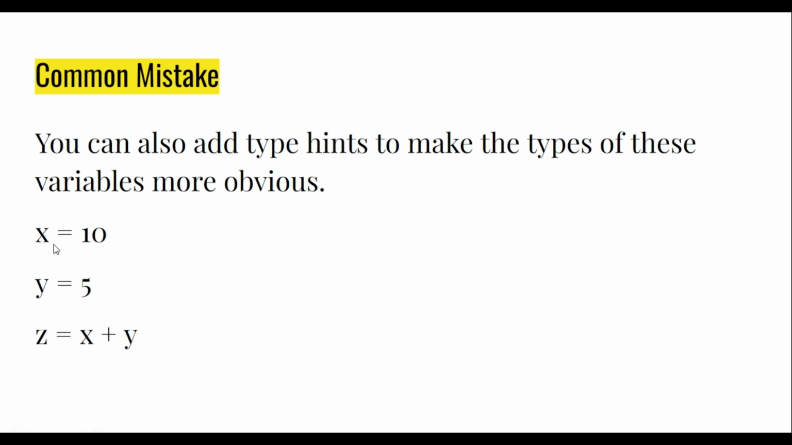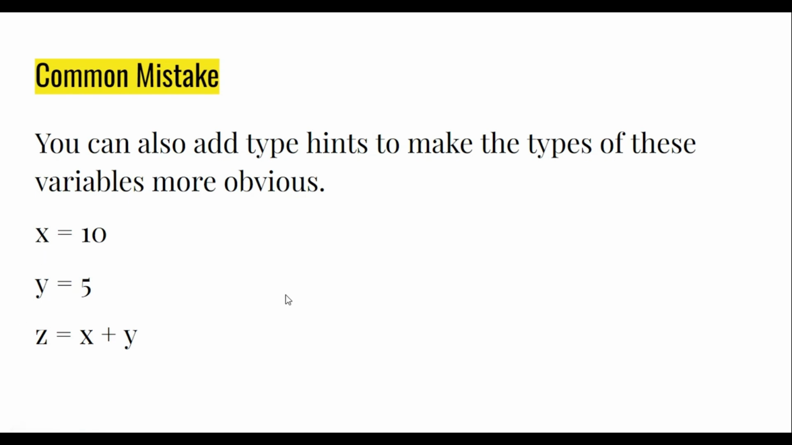This is the common mistake we make: x is equal to 10, y is equal to 5, z is equal to x plus y. Whatever numbers x, y, and z represent, they are not telling what the role of these numbers is. For example, is this 10 a roll number or a product number? This variable name is not telling that, right? So whenever you are writing code, avoid such variable names.